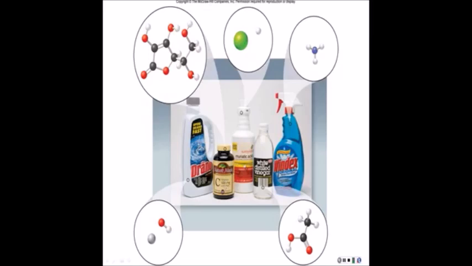We have muriatic acid. This is a strong acid that you can buy in like a Home Depot or a Lowe's. This is really sulfuric acid. And then we have vinegar. This is a weak acid. It's really acetic acid. And then we have some original Clorox that contains ammonia. And ammonia is a weak base.